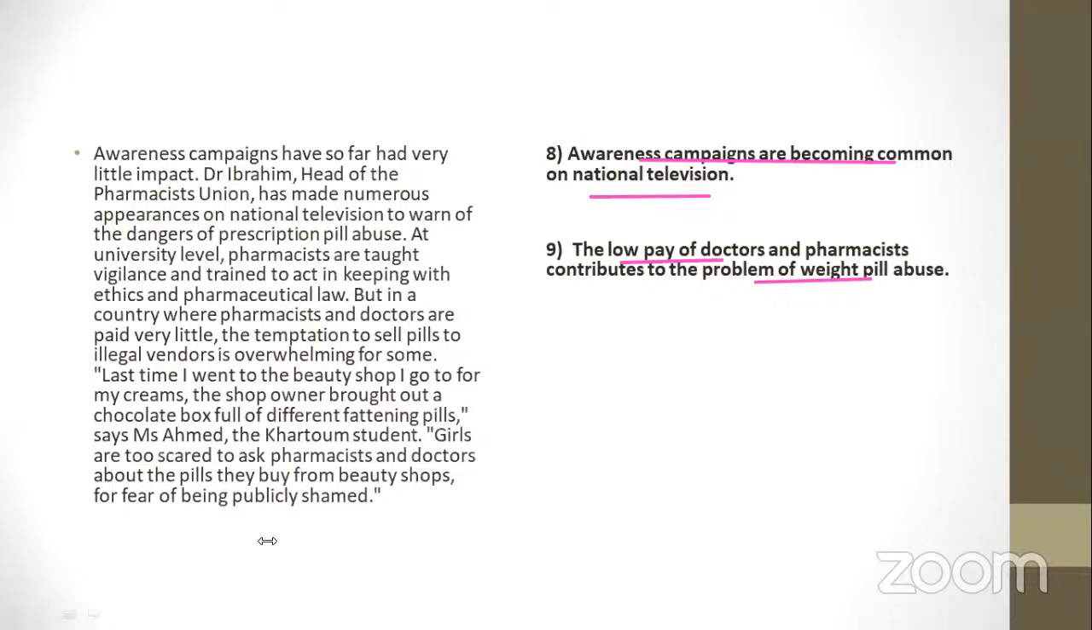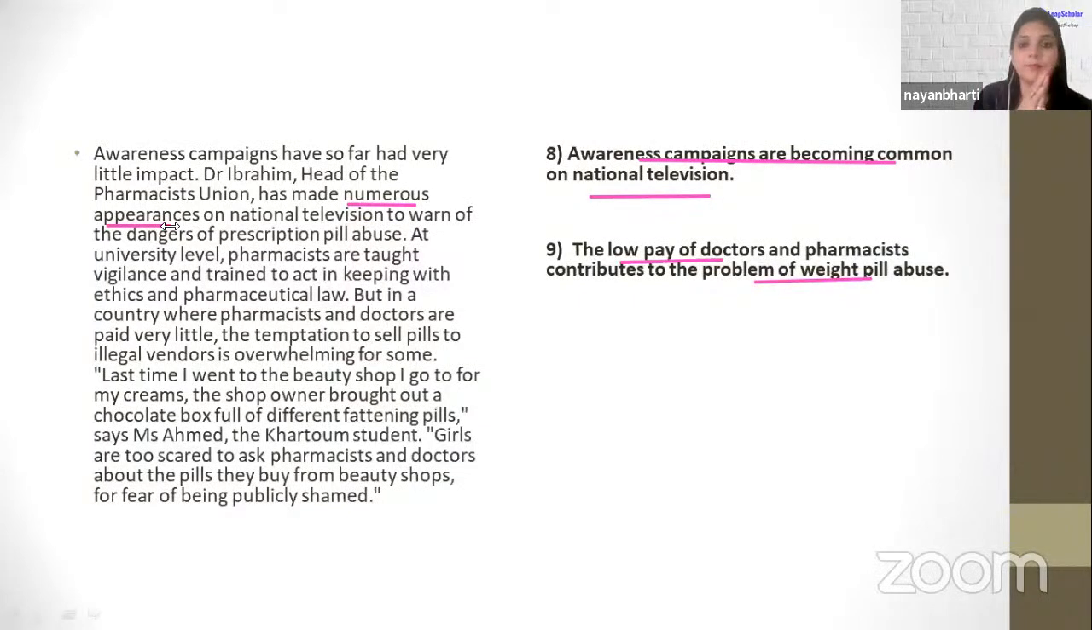Yeah, for the 8th question, awareness campaigns are becoming common on national television. So here in the paragraph, we can see the second line where it shows appearances on national television to warn the dangers of prescription pills. Correct. So it's true. But if I'm saying numerous appearances, that means it's a common thing. Numerous means there are many appearances of this person.